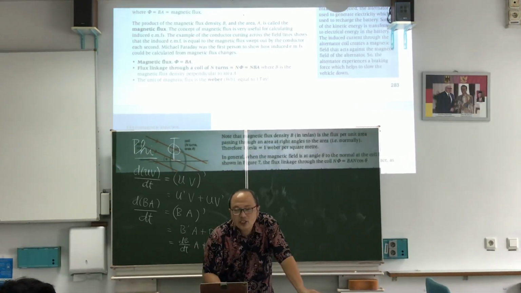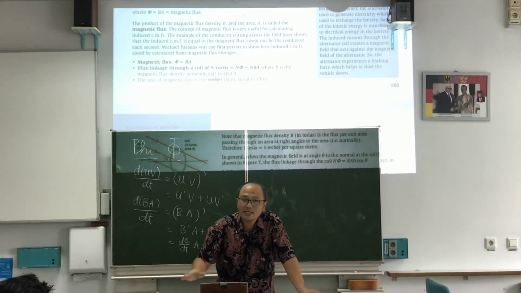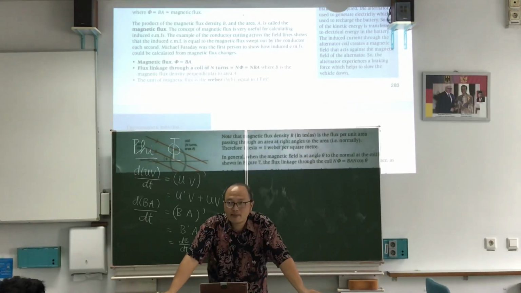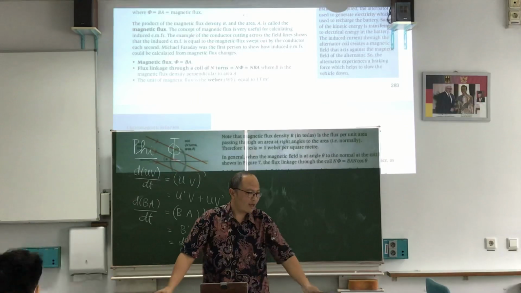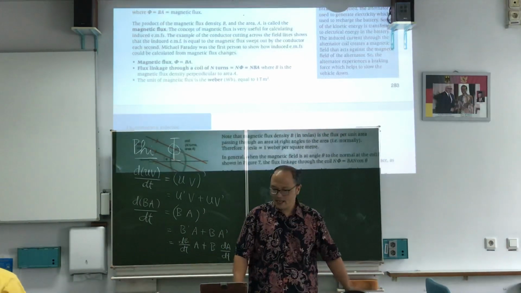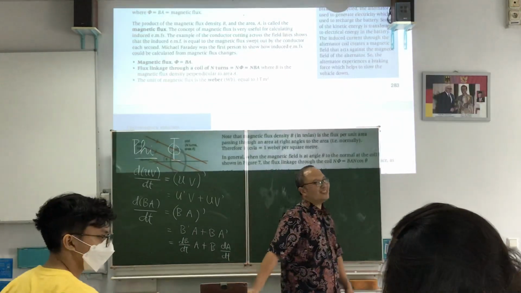Flux linkage is a new term. It's just a product of Phi times N, the number of coils, a derived physical property. Flux linkage. Okay? See you tomorrow with examples. Have this paper. Thank you, everyone. Have a good weekend.